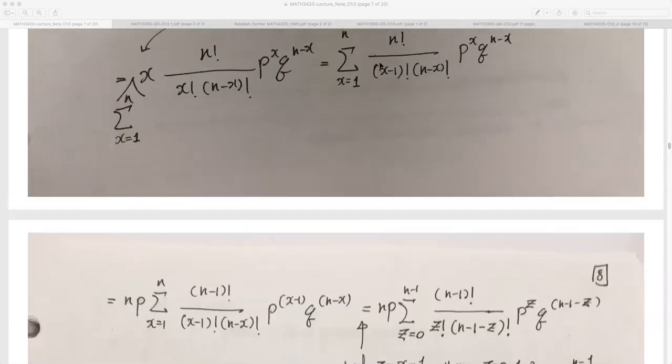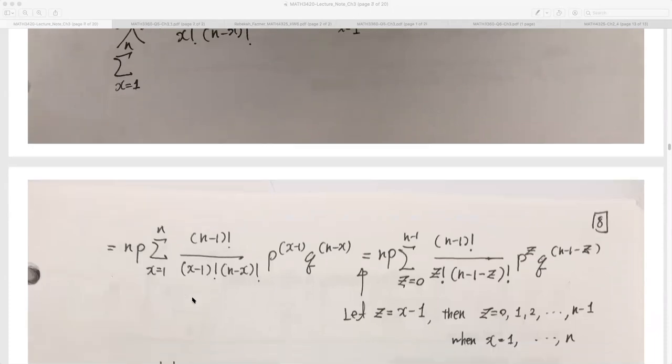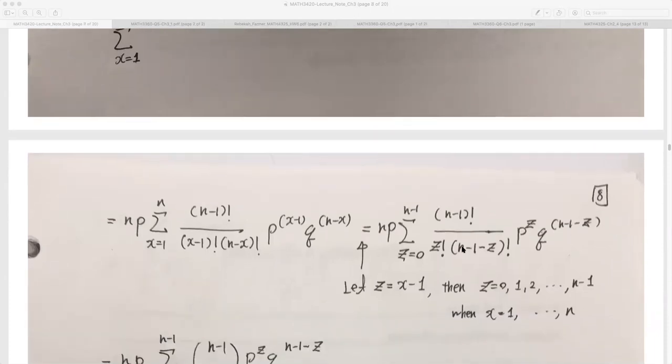So starting from here, you see that we just take out n from n factorial, take out p from p to the x power. Then you're going to get that fraction: n minus 1 factorial over x minus 1 factorial, n minus x factorial, and then you see. So this is what actually, let me see. Now this one is actually what?